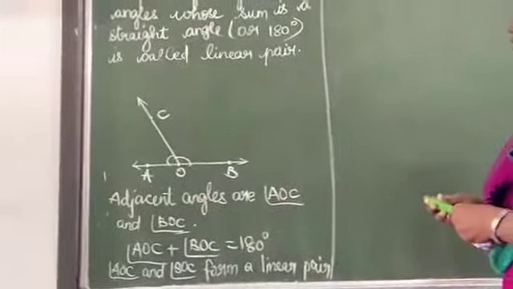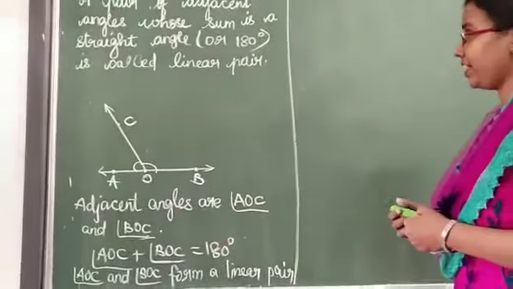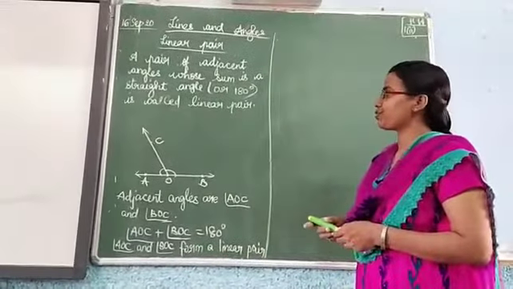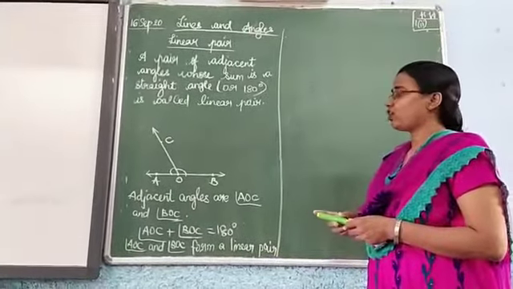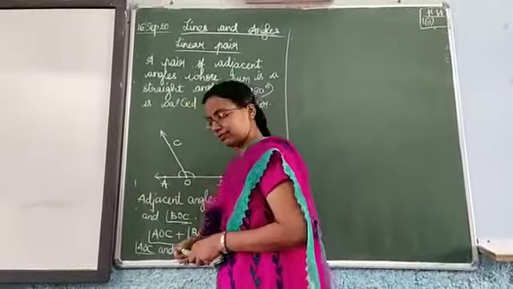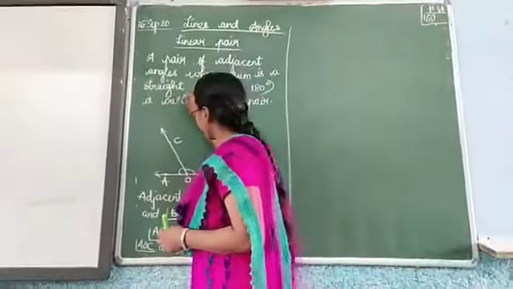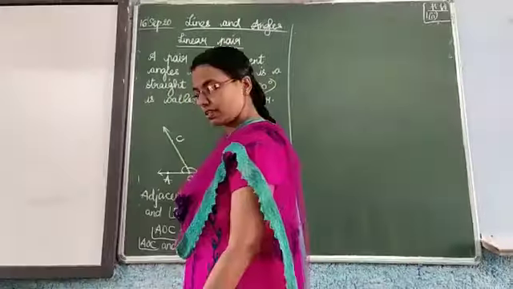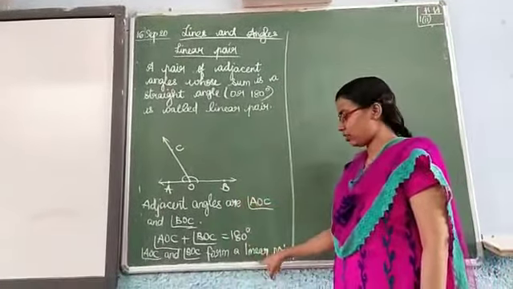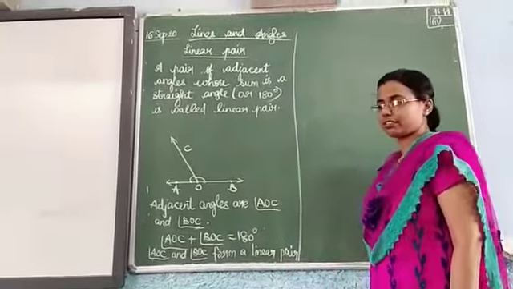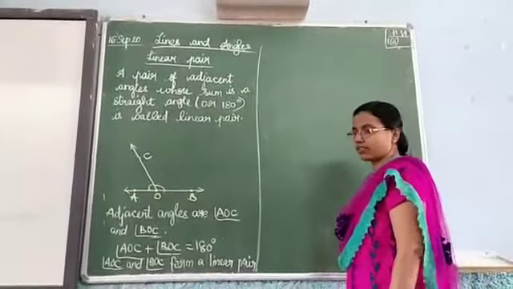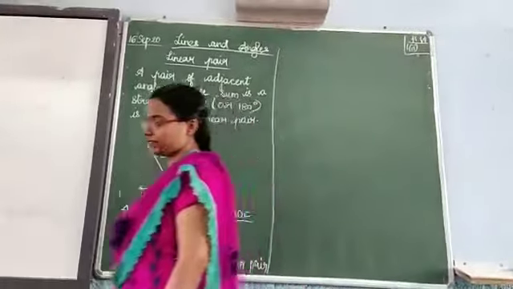In your class workbook, write today's date, write the heading linear pair, copy the definition. A pair of adjacent angles whose sum is a straight line or 180 degrees is called a linear pair. Copy this, draw the diagram and write all this part. I'll give you 1 minute, copy this.